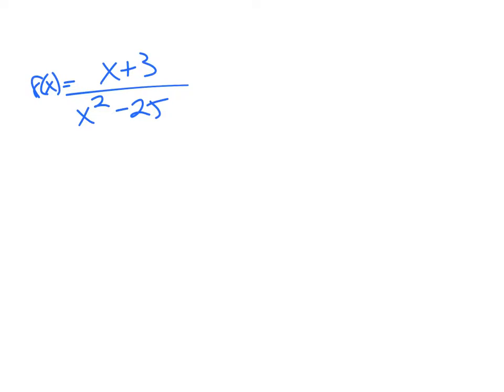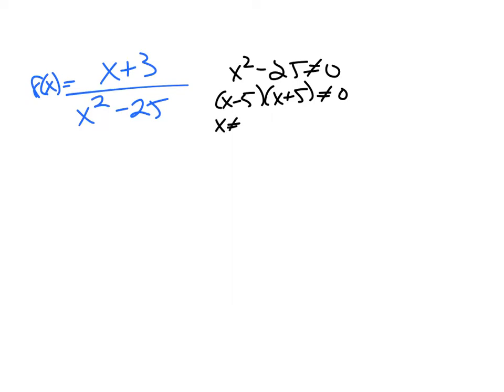Set the bottom not equal to 0. Exactly. So I'm going to set x squared minus 25 not equal to 0. And this one's factorable, so I could have x minus 5, and then x plus 5 does not equal 0. So x cannot equal what? 5, and x cannot equal negative 5. So now when I write it in interval notation, this would be negative infinity to what? Negative 5. And then it goes from negative 5 to 5, and then from 5 to infinity.